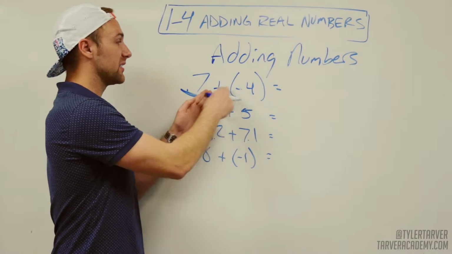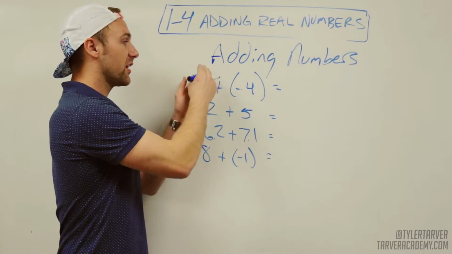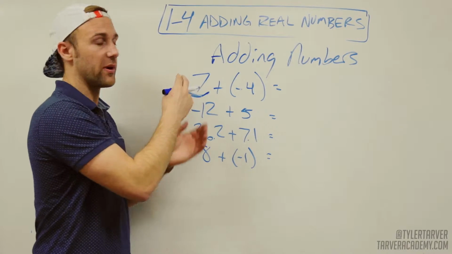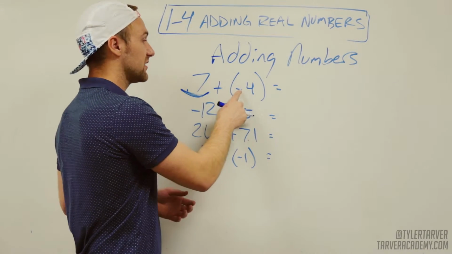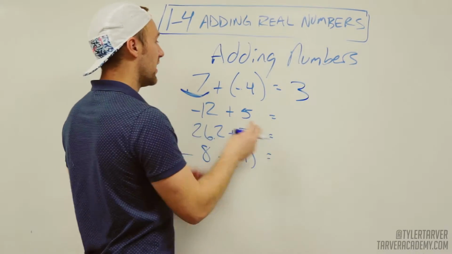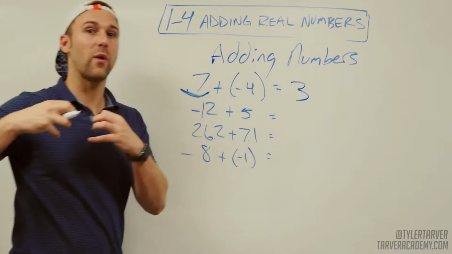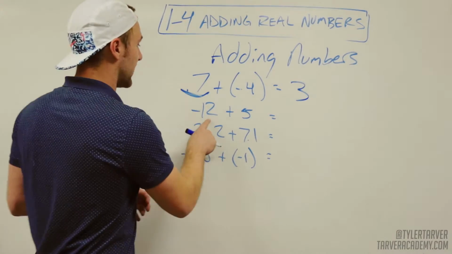Because remember, if you've got a plus and a minus butted up like that, that negative is going to destroy that positive, okay? So 7 plus negative 4 is 3, because I've got my 7 and I'm taking 4 away from it, all right? Let's check this one out.